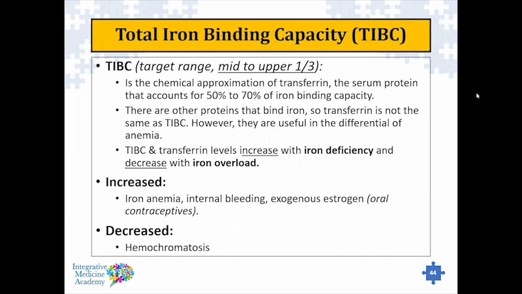There are some sources that say levels at even 45% percent saturation would be suggestive of iron overload. Most of the reference ranges I've seen from the labs have a cutoff of about 50. So again, serum iron divided by total iron binding capacity multiplied by 100 gives you your percent saturation.